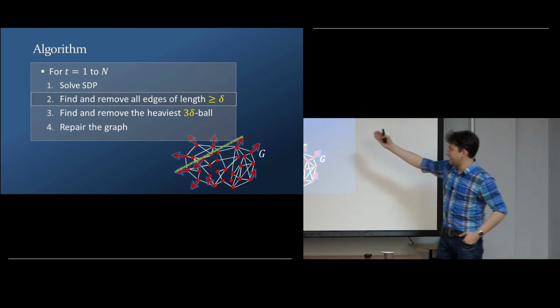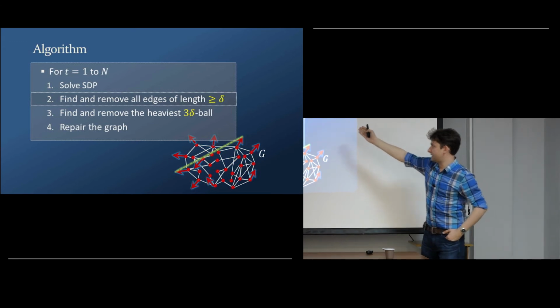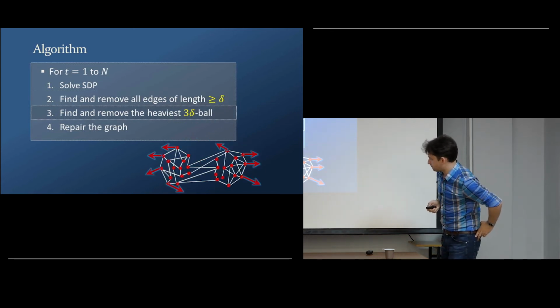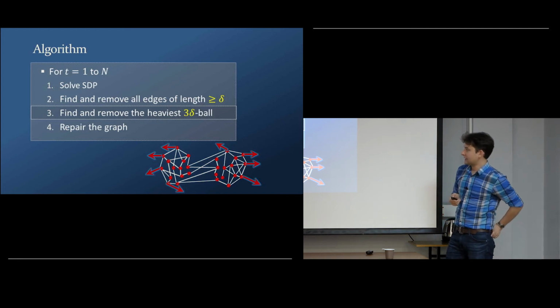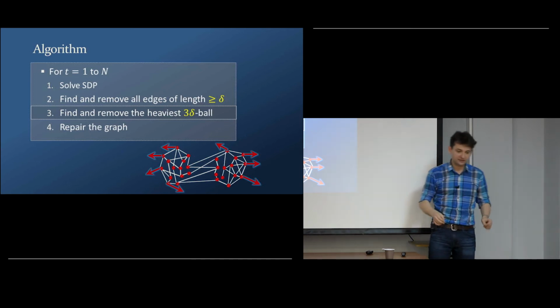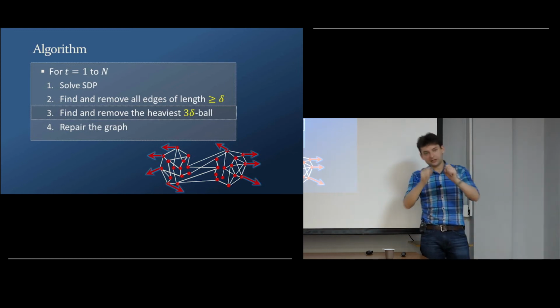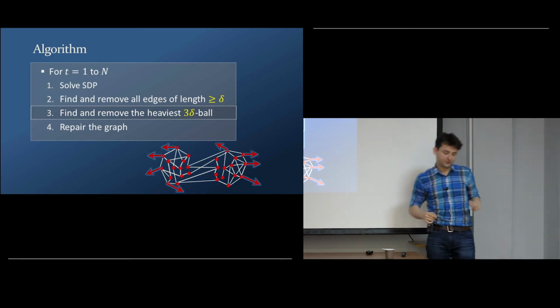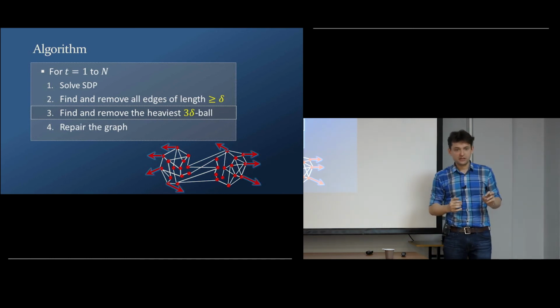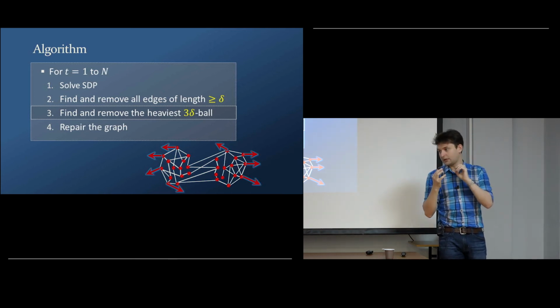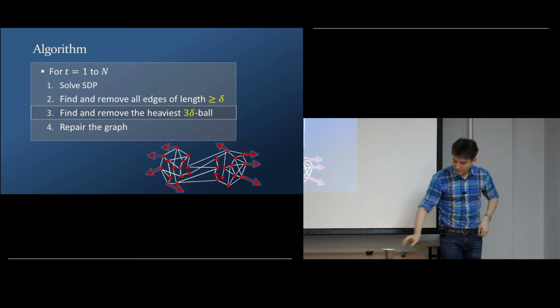So once we solve the SDP, we remove all edges of length greater than delta, where length is according to the SDP relaxation. And then we find heavy balls of radius 3 delta. What are these balls? We find maybe the heaviest ball of radius 3 delta. We look in our space at balls around vertices of radius 3 delta and count the number of vertices in those balls, and just find the ball that contains the most vertices. And we remove that ball. Essentially, we remove all vertices from the graph and all edges incident on those vertices. So we change the graph.